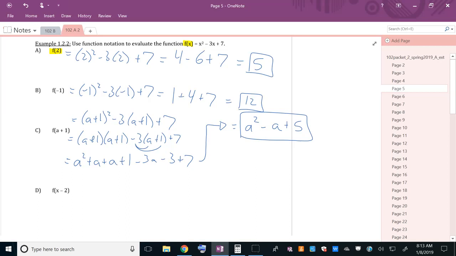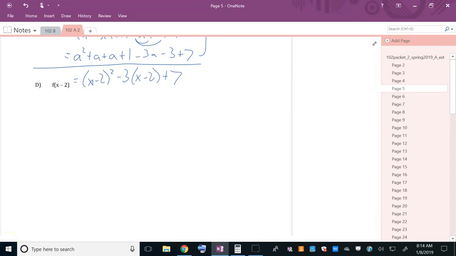Let's do one more evaluating at an expression. I have f of x minus 2. Yes, there is an x there, but that's not going to change what my notation means. So once again, everywhere I have an x, let's replace it with an x minus 2. And I'm going to scroll that down a little bit just so I have more room. So once again, to square, that means to multiply by itself.